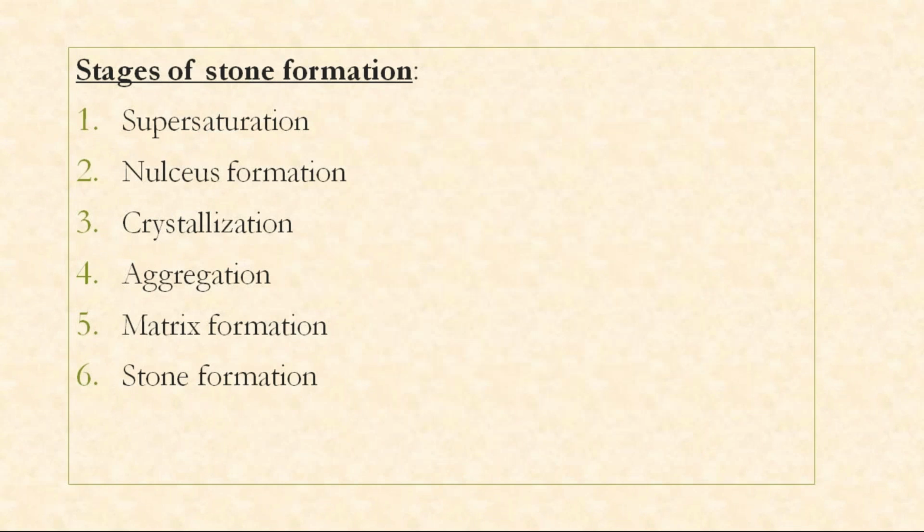Next, what are the stages of stone formation? There are certain stages in the development of renal calculi. One is the supersaturation of the urinary solutes. Next, nucleus formation, crystallization, aggregation, matrix formation. Ultimately, stone has developed. So these are the various stages of stone formation: initially supersaturation, nucleus formation, crystallization, aggregation, matrix formation, and stone formation.